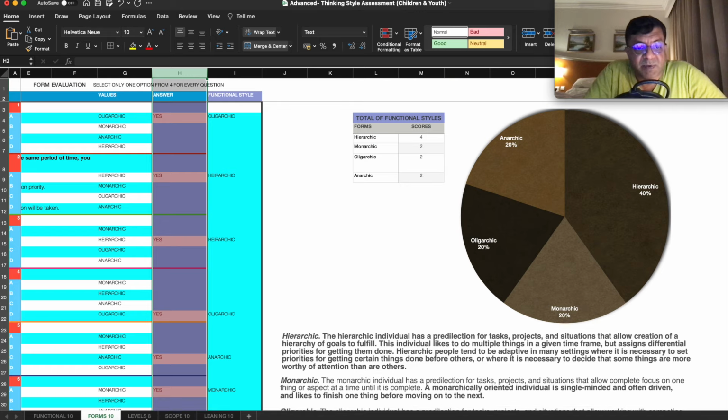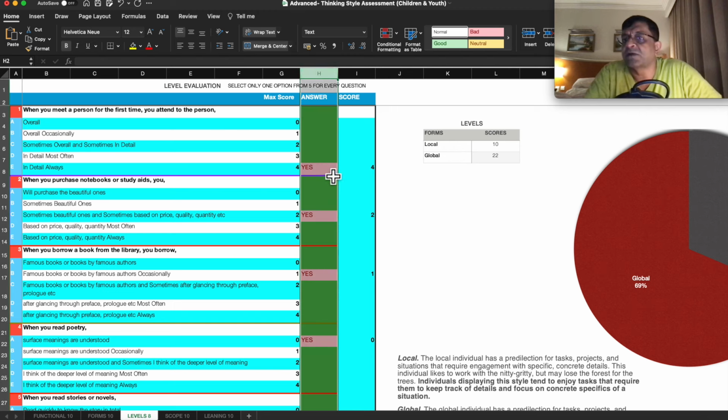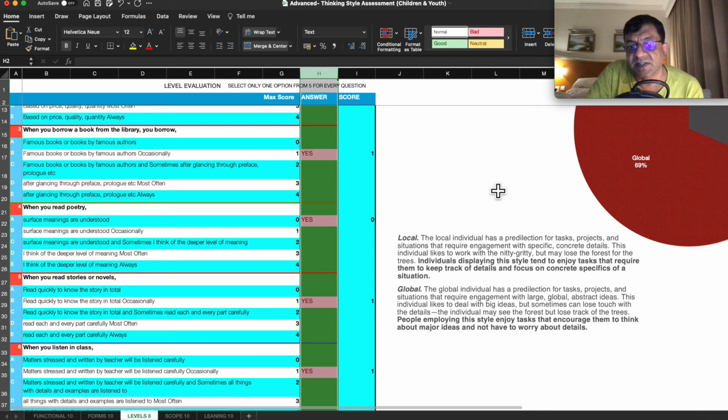Next tab, if we take it, is called levels. Levels has two answers. The answering form is the same. You type in yes or no in multiple choice questions there. It has about 8 questions and 4 choices for each question. It says whether you are local or global. As the name suggests, this is fairly simple.